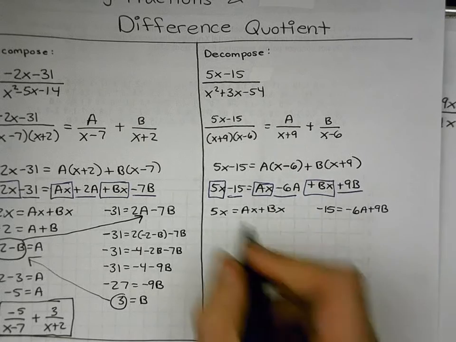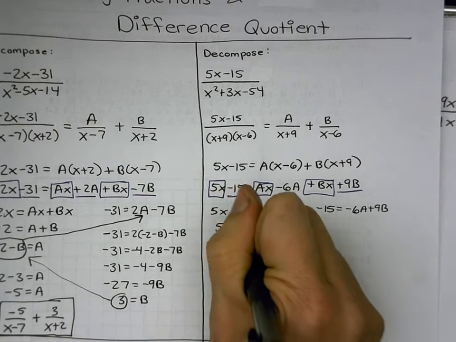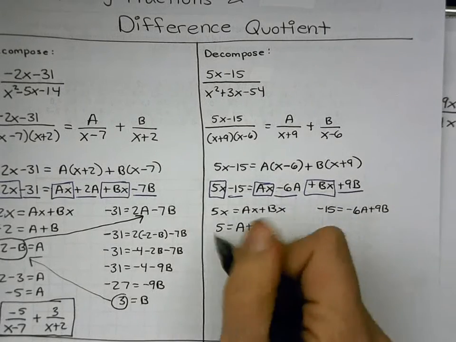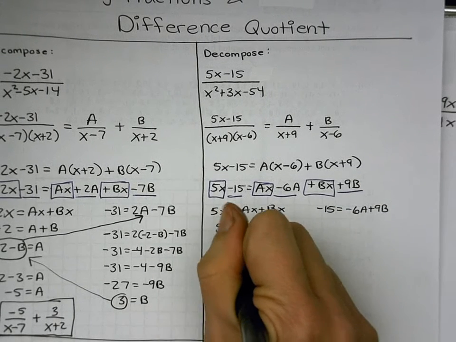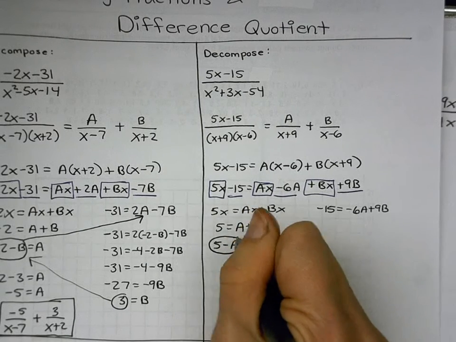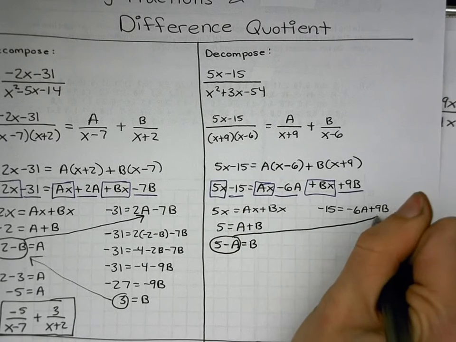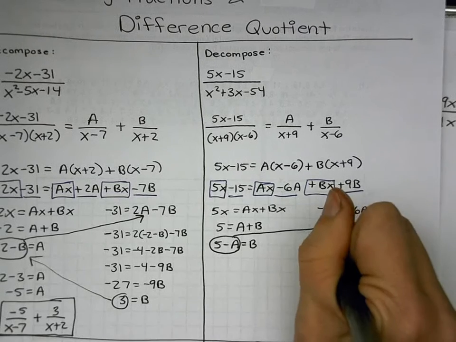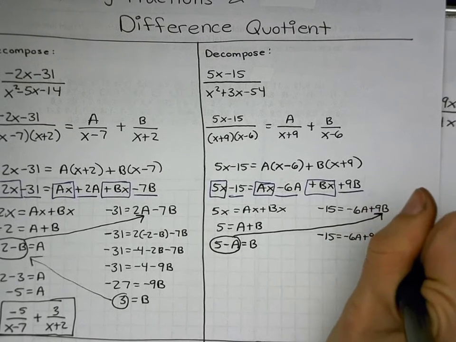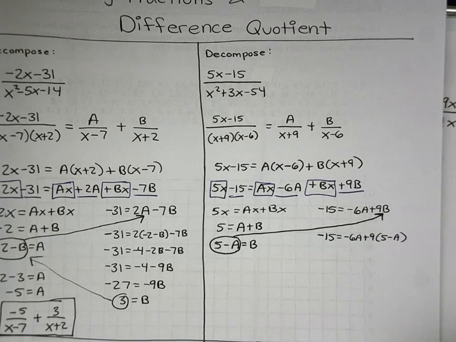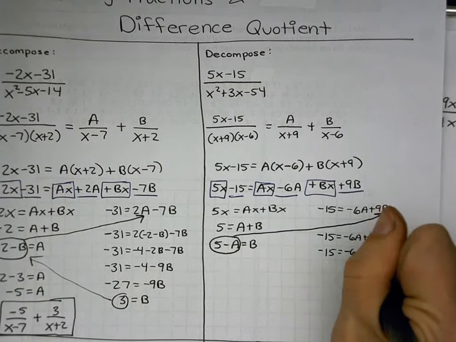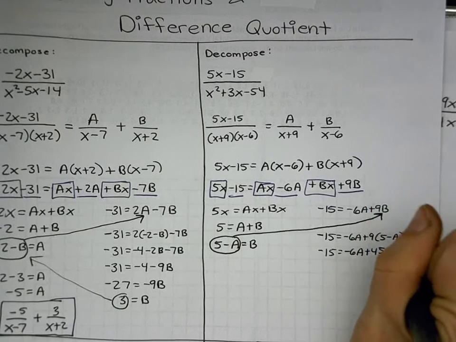Okay, dividing the x through, we have 5 equals a plus b. Solving for a variable, doesn't matter which one, I'll go ahead and solve for b, so subtracting the a over. That allows this 5 minus a to get plugged into the b's spot. So we have negative 15 equals negative 6a plus 9 times 5 minus a. Distributing, negative 15 will equal negative 6a plus 45 minus 9a.